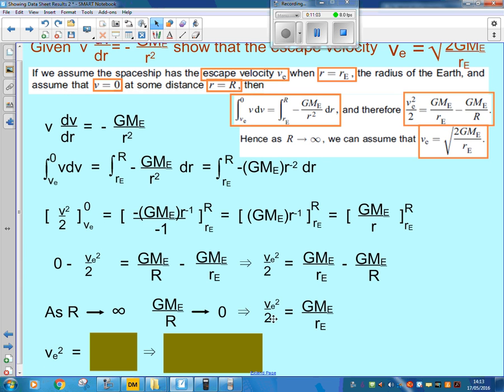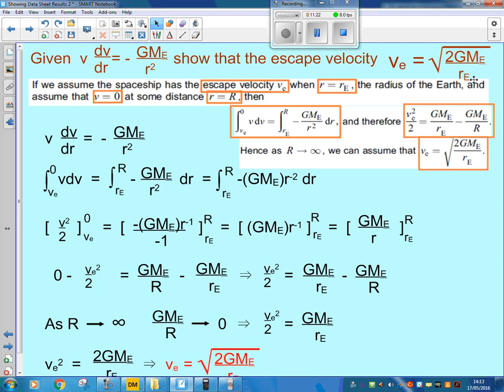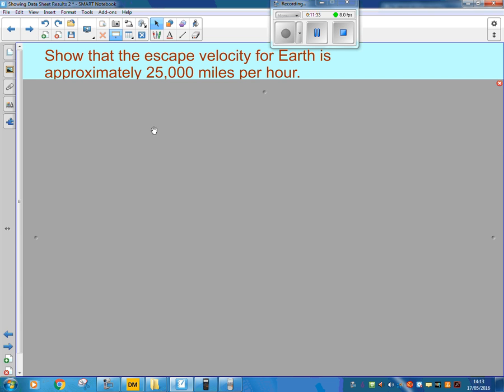And then all we have to do is multiply by 2. So I get VE squared is 2GME over RE. And then, because that's VE squared, square root both sides to give me VE is the square root of 2GME over RE. And we've proved the result that we had at the top. That's quite complicated. If I were you, I'd go through it slowly, carefully, pausing the video as necessary to make sure you understand it. Let's go on to the next stage.